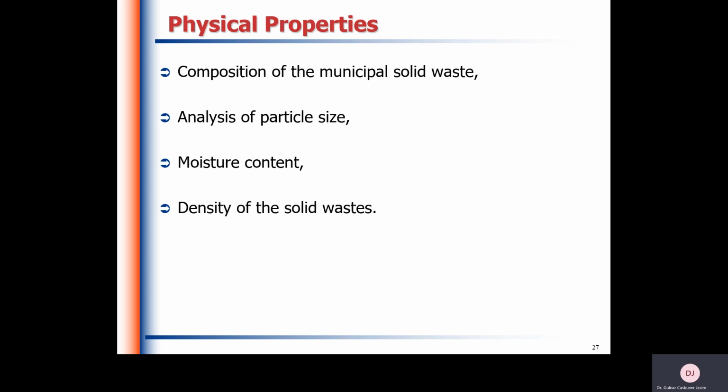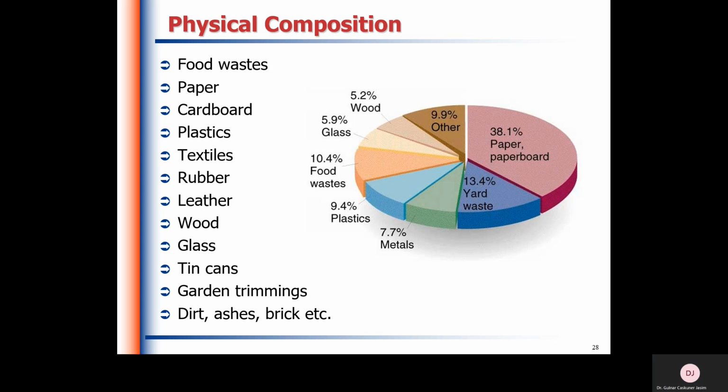Lastly, I would like to speak about the physical properties of the waste. Composition of the municipal solid waste, analysis of particle size, moisture content, and density of the solid waste identify the physical properties of this solid waste. Physical composition, as has been mentioned before, can be formed by wood, glass, plastics, metals, yard waste, and some other materials. They are physically different components of the solid waste.